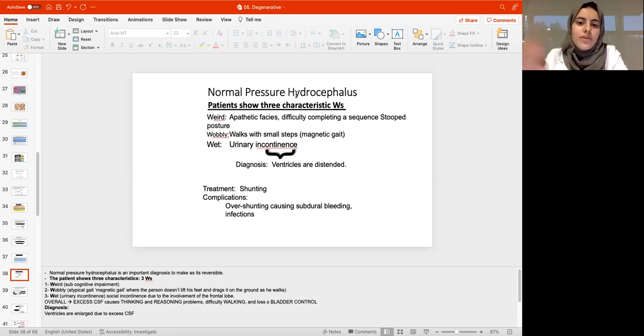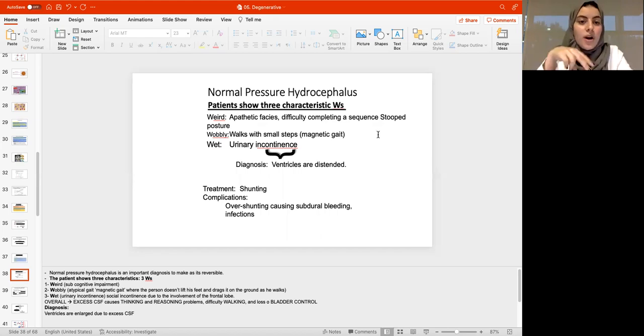So they present with the characteristic W's, which is weird, wobbly, and wet, okay? So weird meaning they have apathetic faces. So their faces are just emotionless, okay? And they have difficulty completing a sequence of sentences. And they have a stooped posture, okay?